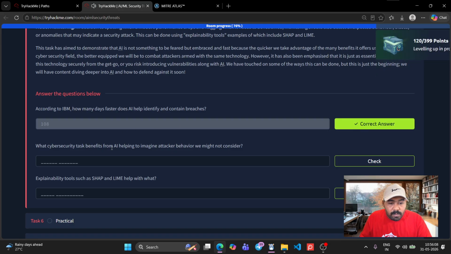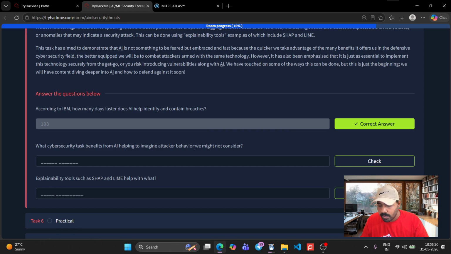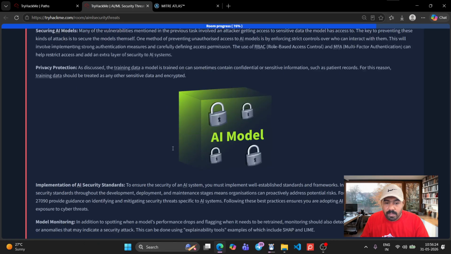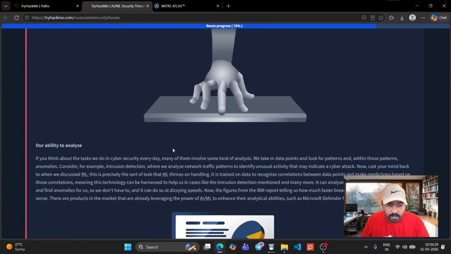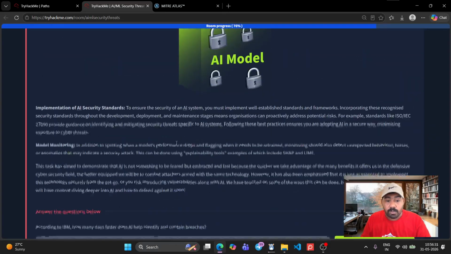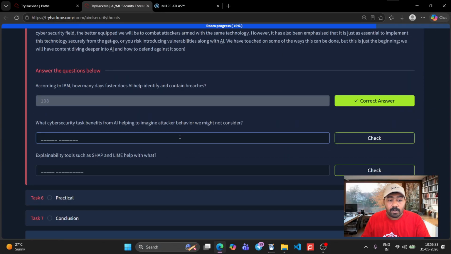What cybersecurity task benefits from AI helping to imagine attacker behavior that we might not consider? I think, as mentioned somewhere here, we can refer to the ability of AI that cannot be otherwise identified: threat hunting.